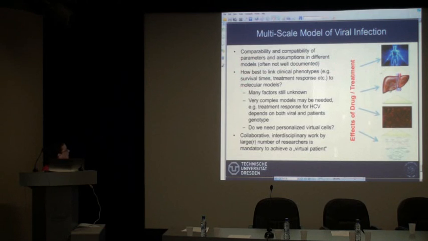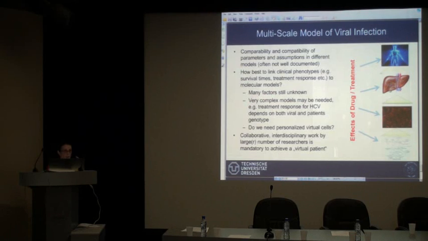I said this before, however, there's the link to the clinical phenotype. I think this is really the problem. Do we need then the virtualized cell, for the virtualized patient? We have very complex models for the cell already. However, is this necessary? And many factors are still unknown for the cell.